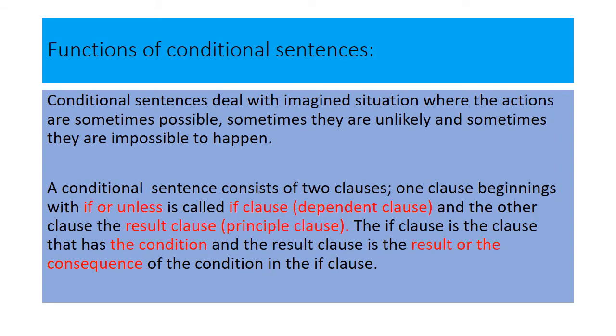Now the functions of conditional sentences. Conditional sentences deal with imagined situations where the actions are sometimes possible to happen, sometimes unlikely, and sometimes almost impossible to happen. A conditional sentence consists of two clauses, that means it has two parts. One clause beginning with if or unless is called the if clause, and it is the dependent clause. And the other clause is called the result clause. It is the main or the principal clause. The if clause is the clause that has the condition, and the result clause is the result or the consequence of the condition in the if clause.